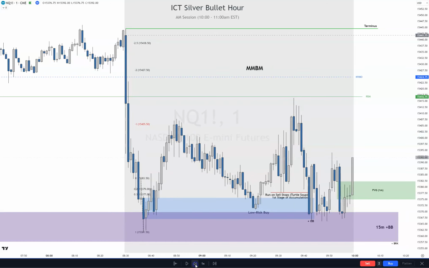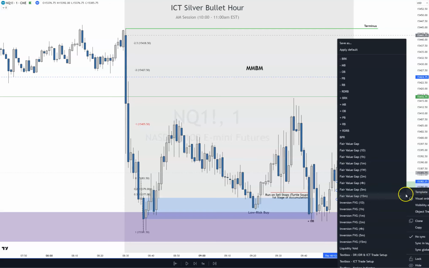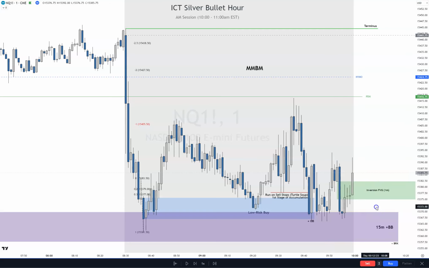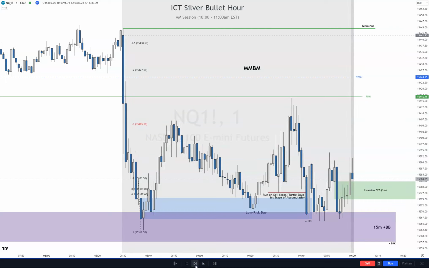Would make me feel better. Okay. Now this can become an inversion fair value gap. Okay, so it came down. We're still not at 10 o'clock. We're just now getting into it. Okay. So now we have another fair value gap. So we have both of those lining up, and that's just started the 10 o'clock silver bullet hour.